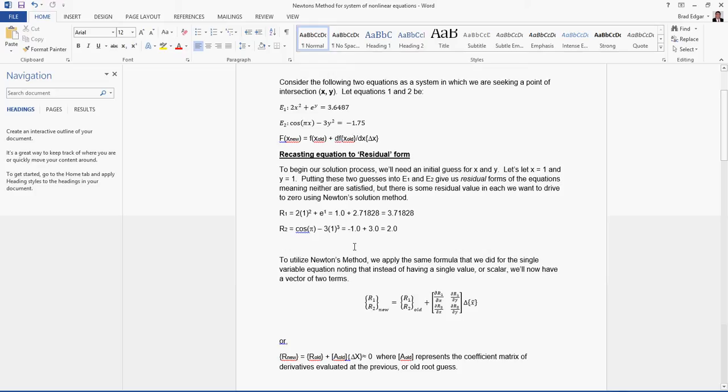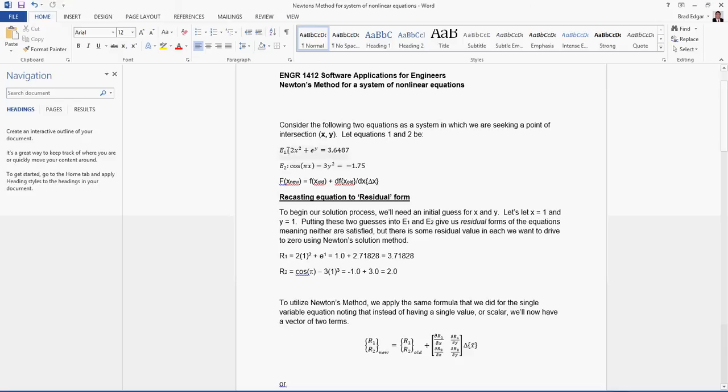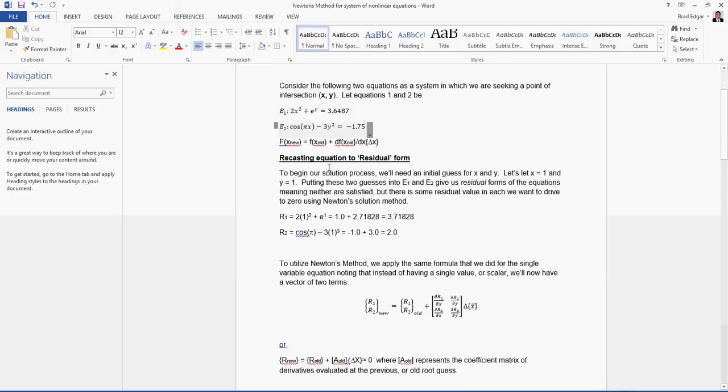So today what we're going to do is utilize this for two equations and two unknowns. I've got two equations. The first is E1: 2x squared plus e to the y is equal to 3.6487. And then E2: cosine of pi x minus 3y squared is equal to negative 1.75. And I'm looking for the value of x and y where these two curves intersect.